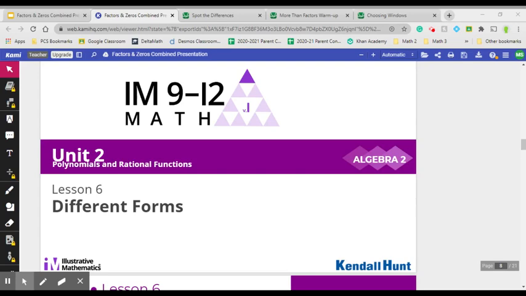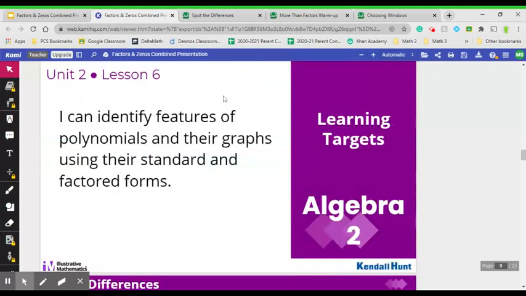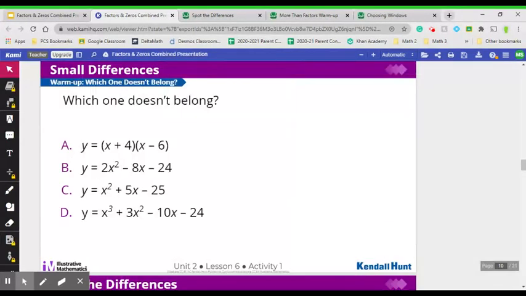We are now looking at part 2 of our factors and zeros lesson. In this one, we will be looking at the different forms of polynomials and doing some relating between standard form and factored form, which you should remember from dealing with quadratics last semester as well. By the end of this lesson, we're going to be trying to identify the features of polynomials and their graphs using both of those forms that I just mentioned.